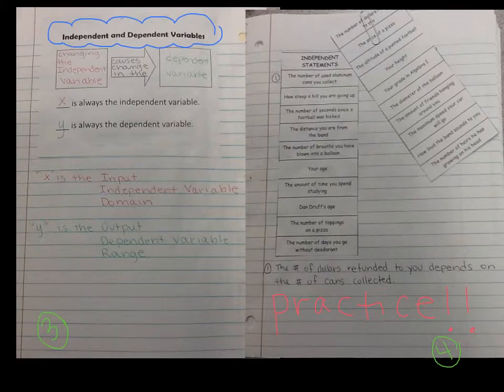Then I gave you these little pieces of paper and we cut these into strips and you matched the independent statement with its dependent statement. And then we wrote a sentence to model that. So we did page 3 and 4 also on day 1. So we did pages 1 through 4 on that first day.